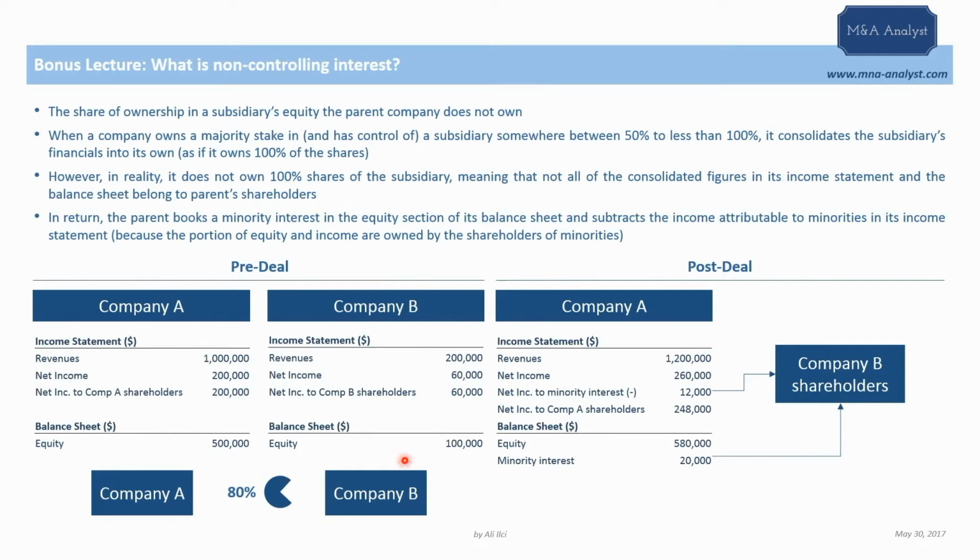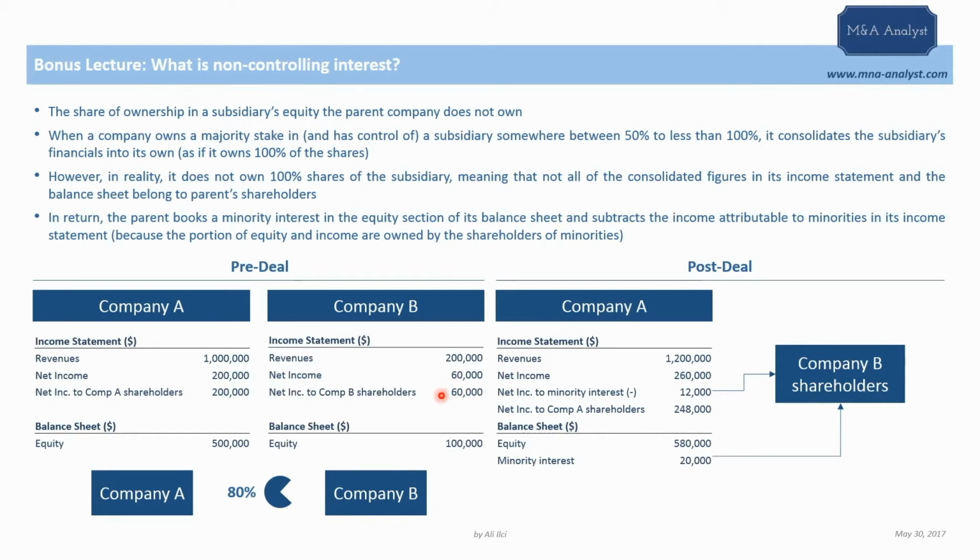We know that company B's financials will be consolidated into company A's, the parent's financials, since it controls company B and owns a majority stake in the company. However, it does not own 100% of company B, meaning that some of those consolidated figures will actually belong to someone else. And the someone else in this case is company B's shareholders. So let's check what happens in the income statement and balance sheet of company A. The revenues go up. We add these two numbers, $1.2 million. Net income, we simply add these two numbers, $260,000. However, this is where the magic happens.